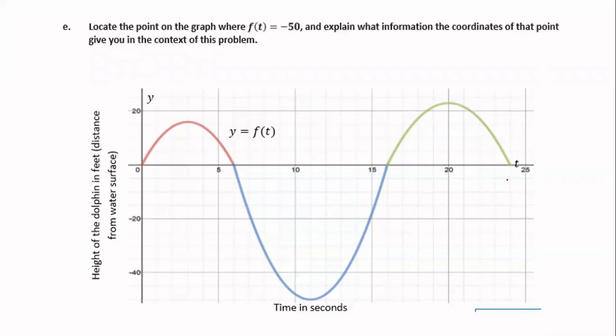Here it says, locate the point where f of t, or y, equals negative 50. It looks like about right there. And explain what information the coordinate of the point gives you in this context. So at 11 seconds, he was 50 feet deep.